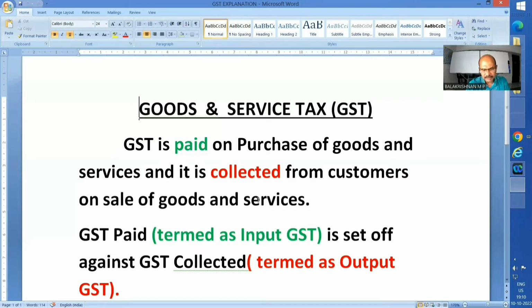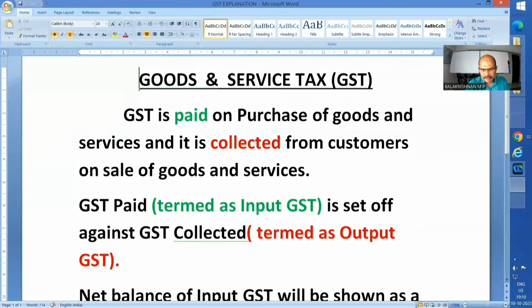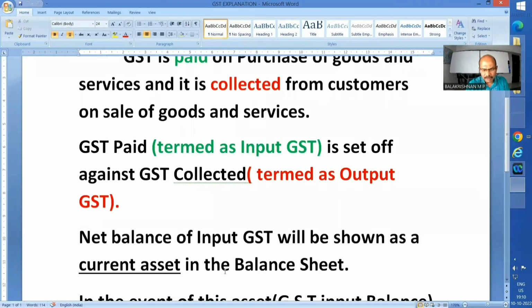Such tax payment we can accumulate and utilize for our future discharge of GST payment. When we collect GST from our customers, the collected amount we are supposed to pay to the government. However, there is an option. You can set off the accumulated GST you have paid while making purchases. GST paid, termed as input GST, is set off against GST collected, termed as output GST. You will learn it all later when I take this chapter exclusively. But for this final account sum, I am explaining only whatever is relevant.